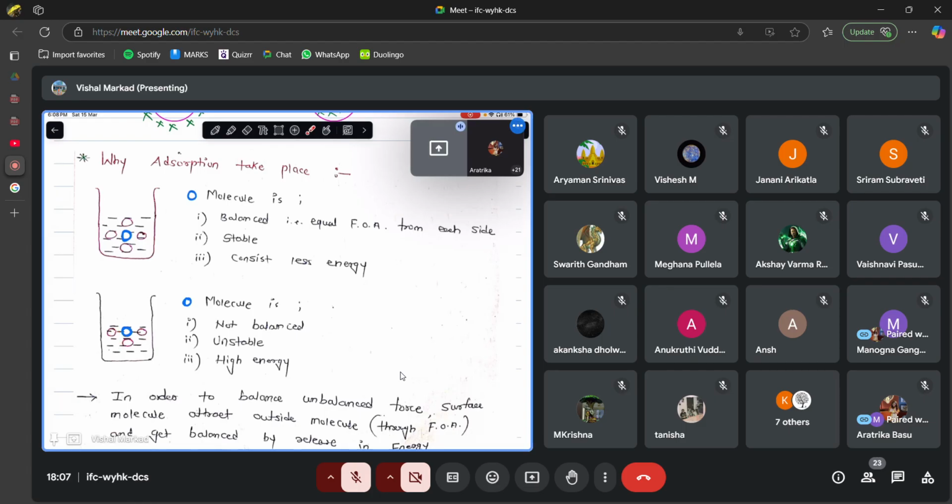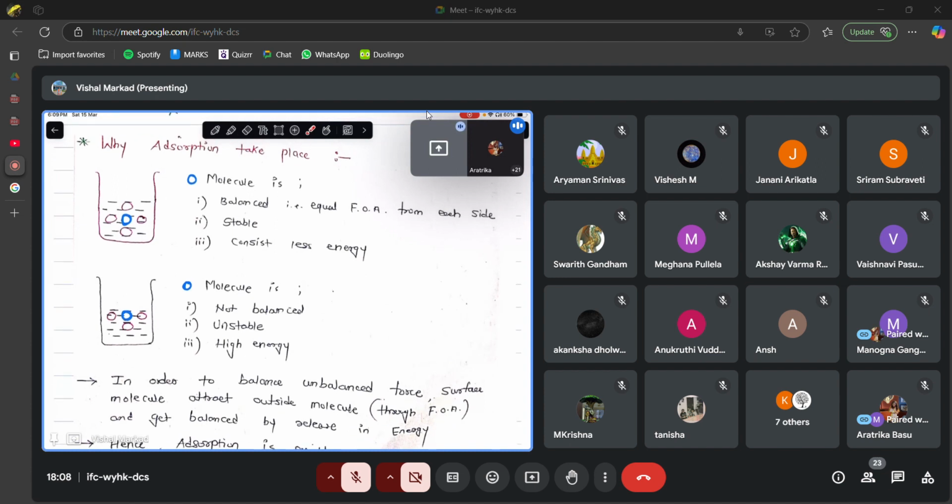So what will happen? To get balanced or to get stable, the surface molecule will attract molecules from the outside. When it attracts a molecule from the outside, it gets stable by releasing energy, because already it has high energy. When it gets stable, it releases the energy. This phenomenon is called adsorption because molecules are adsorbed on the surface. So adsorption is an exothermic phenomenon. Do you understand this?